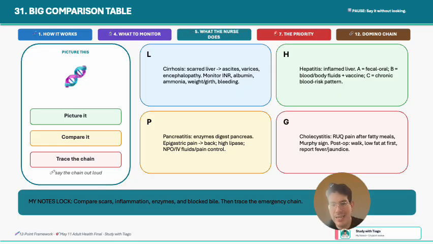The table is not here for decoration, okay? It is here so I can ask, where is the pain? What's the body system failing? What lab matters? And what is the emergency? And what action fits the condition? Okay, so quick one. Cirrhosis scars, hepatitis inflames, pancreatitis digests itself, and cholecystitis blocks bile.